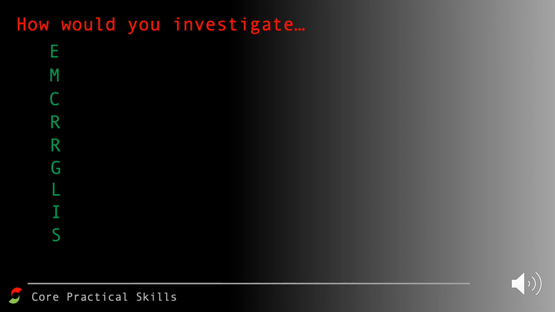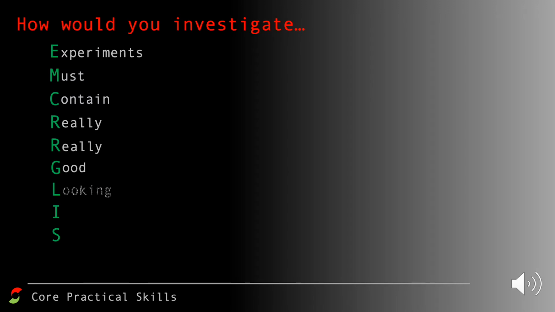And just removing all of the words, when I gave this to one of my year 10 students a few years ago, they came up with a little saying to help you remember the order of this. And obviously they came up with something that reflected how they thought about themselves. So: experiments must contain really, really good looking, intelligent students.